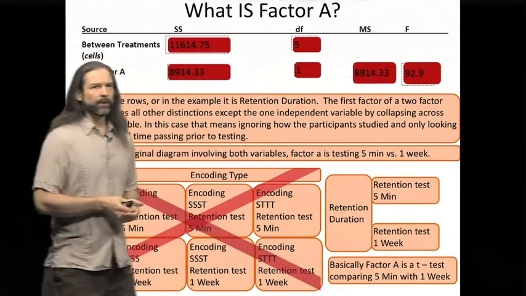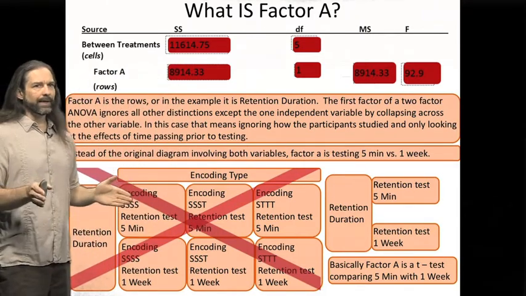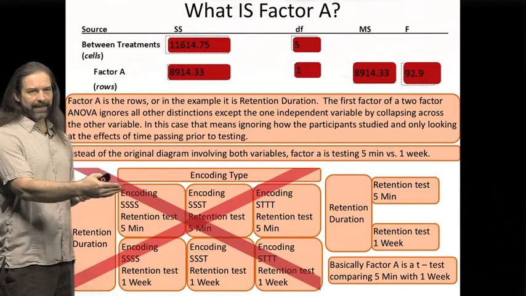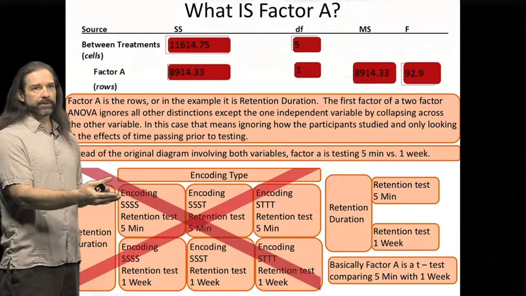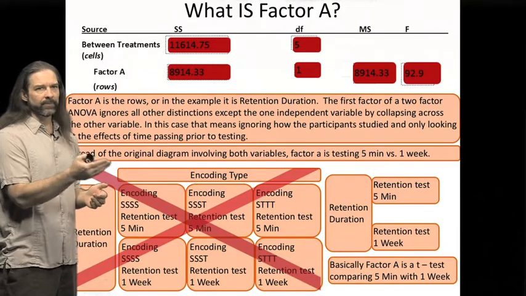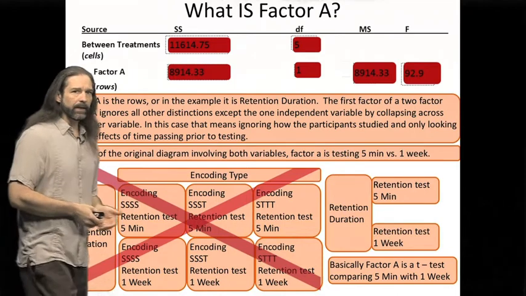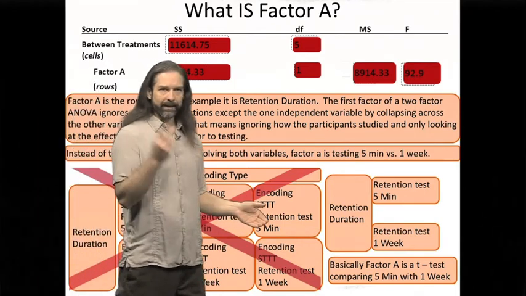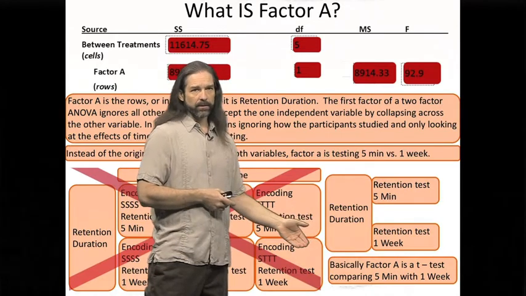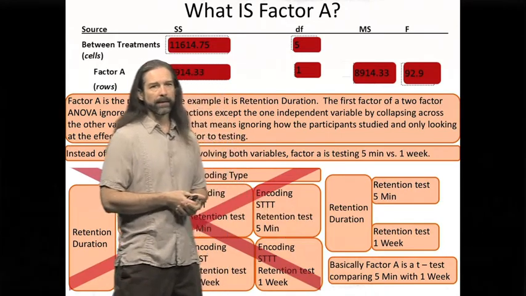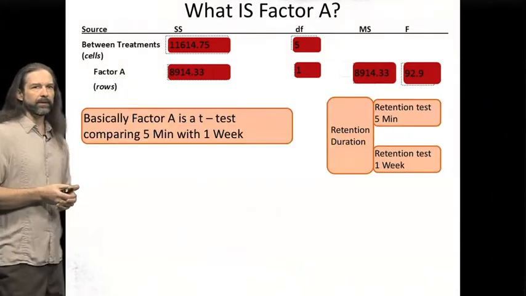So really what I'm doing is I'm asking the question, if I just look at the amount of time that they have to hold on to the information before being tested, is there a difference between 5 minutes and 1 week? Basically, factor A is, in this case, because I only have the 2 levels, a t-test comparing 5 minutes with 1 week. I don't care about anything else yet. I just want to know if that's there.